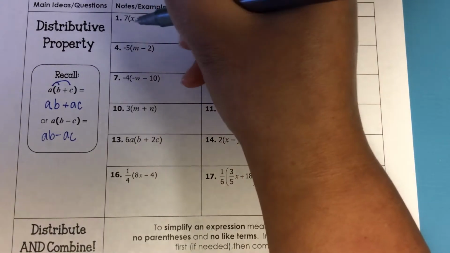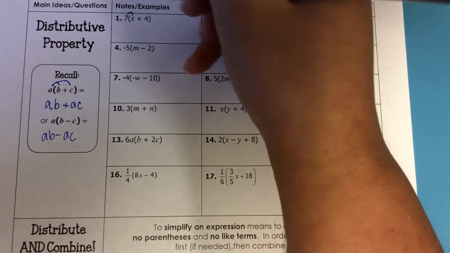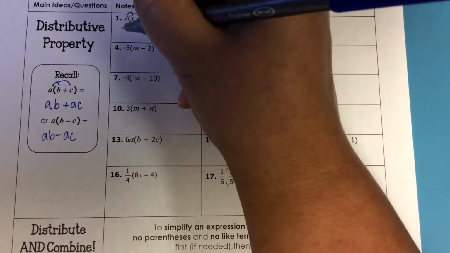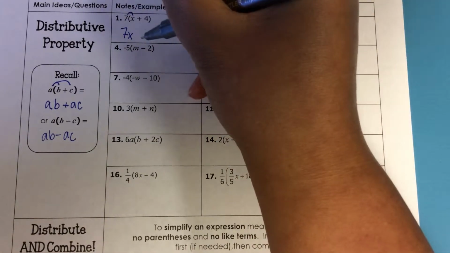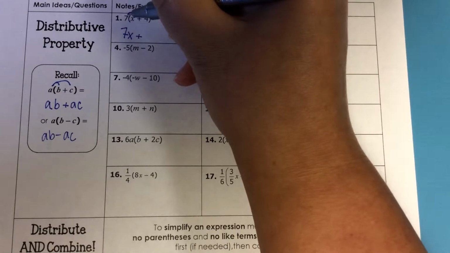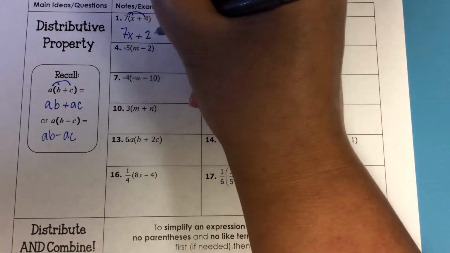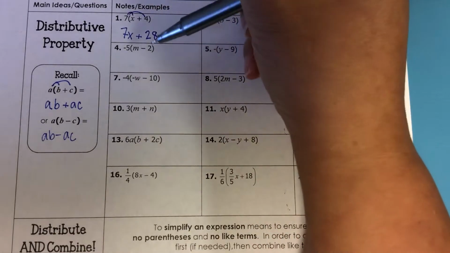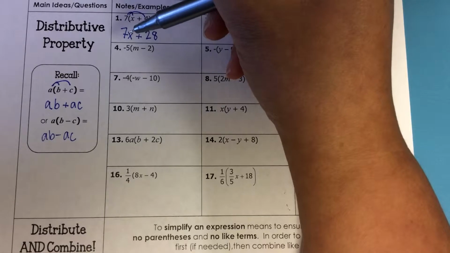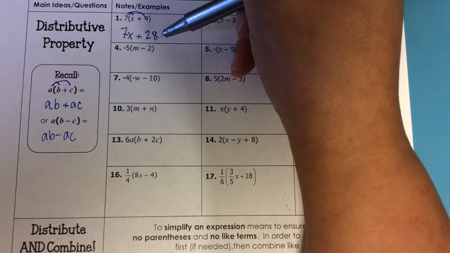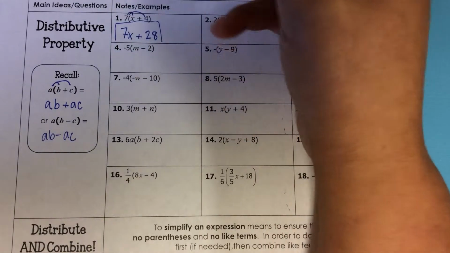Okay. On number 1, we're going to take 7 times x. Basically, we end up with 7x, because 7 times x is 7x. Then we need to continue multiplying to the second term. 7 times 4 is 28. And after that, we look to see if there's any common terms, like terms, things like that. Because 7x has an x and 28 does not, this is the farthest we can take it. This is what we call simplified.